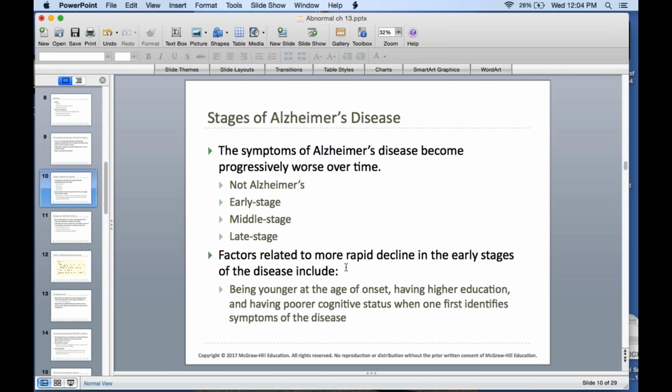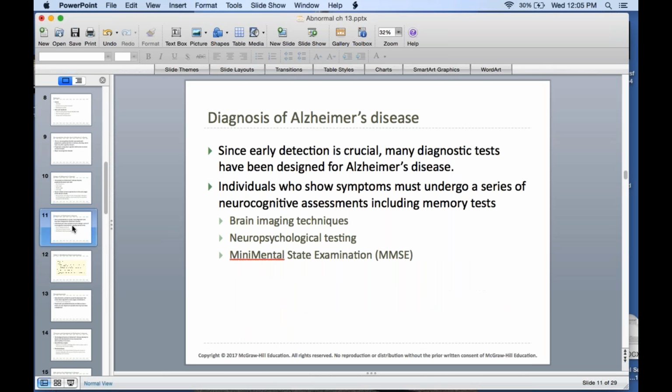Factors related to more rapid decline in the early stages of the disease include being younger at age of onset, having higher education, and having poorer cognitive status when one first identifies the symptoms, which may mean they didn't identify them when they were first actually happening. Now, this doesn't mean don't get higher education because of this. This doesn't mean this will cause you to have Alzheimer's. This means that you see a more rapid decline in early stages of disease with these particular correlational factors.